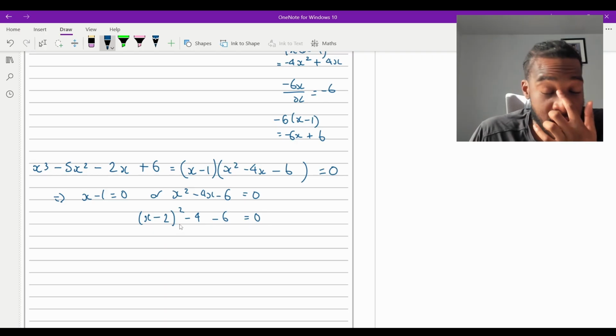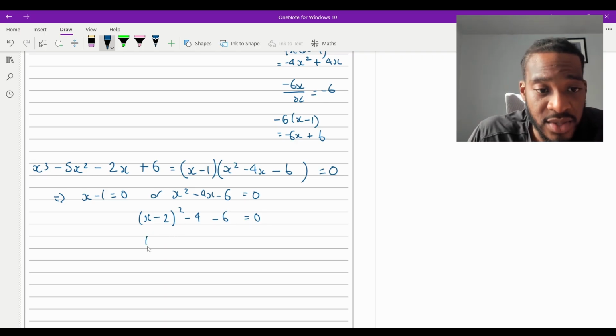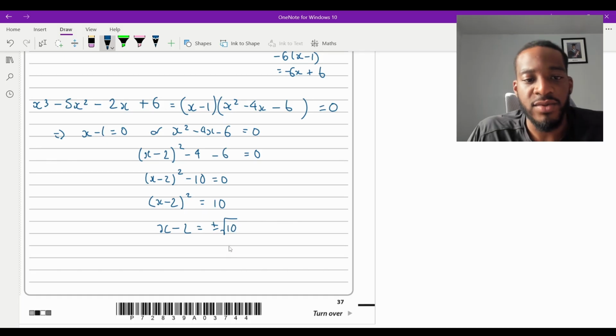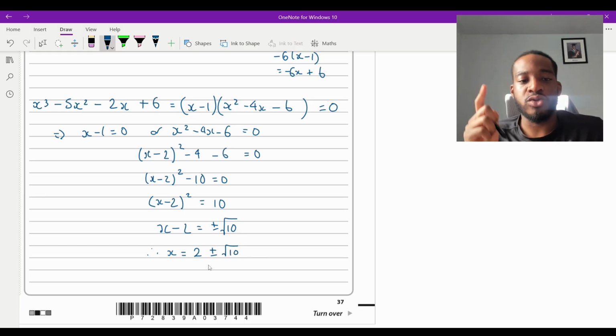And then that's going to be x minus 2 all squared, take 10 is equal to 0. And now this is very easy. x minus 2 all squared is going to equal 10. I'm going to square root both sides to give me x minus 2 is equal to plus or minus root 10. Well, I square root both sides, and that just means that x is going to either equal 2 plus or minus root 10. So we've got two solutions here.